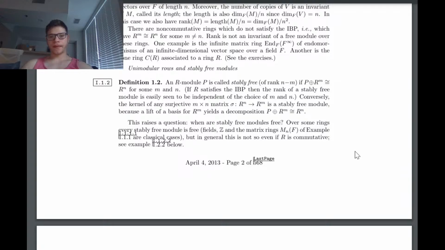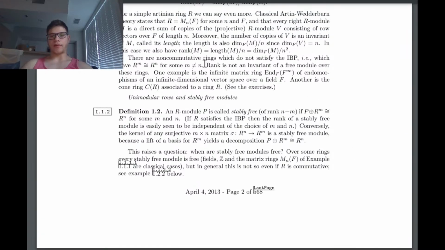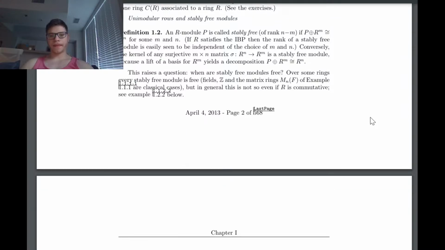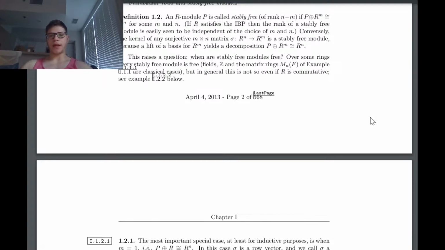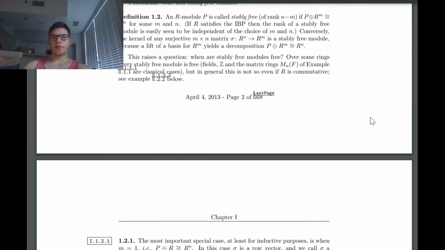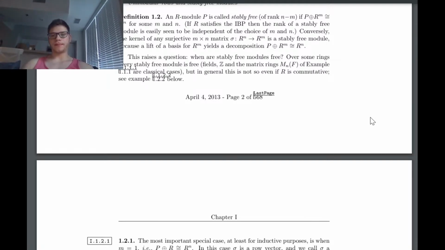So yeah, rank is not an invariant of free modules over these rings, and infinite matrices are one of these examples. Yeah, it's pretty nasty. So an R module is called stably free if you add enough copies of R to it, it becomes a free module. So, like, in some sort of limiting sense, it is a free module.